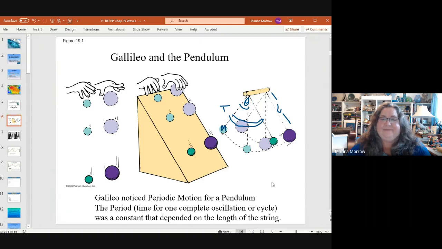And so anyway, Galileo noticed what we would call periodic motion, of course. The pendulum keeps going back and forth and back and forth, and that the time or period for one oscillation was consistent, even when the angle changed, because as the pendulum might lose energy, the angle gets less, but the period actually stayed the same, which was pretty amazing.